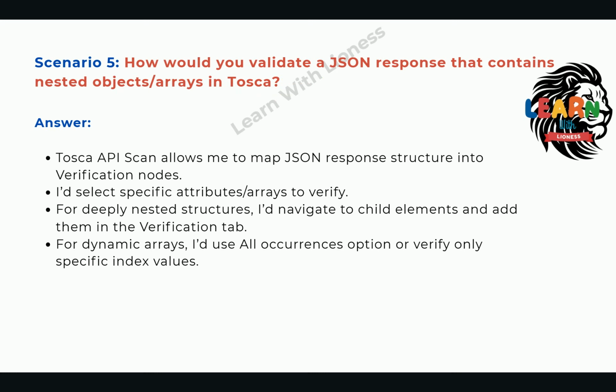Scenario 5. How would you validate a JSON response that contains nested objects or arrays in Tosca? Answer. Tosca API scan allows me to map JSON response structure into verification nodes. I'd select specific attributes, the arrays to verify. For deeply nested structures, I'd navigate to child elements and add them in the verification tab. For dynamic arrays, I'd use the all occurrences option or verify only specific index values.